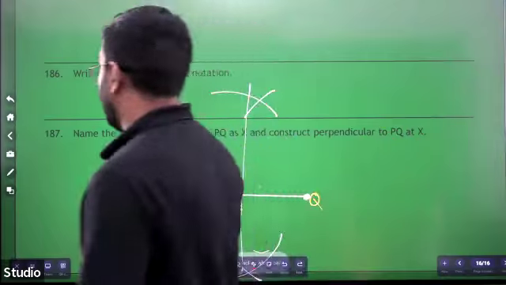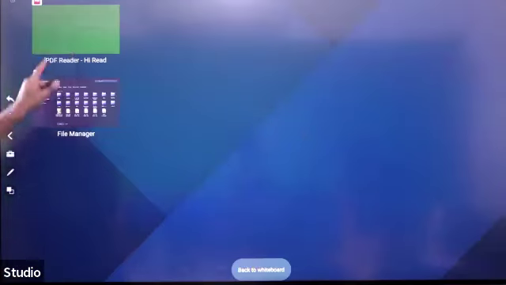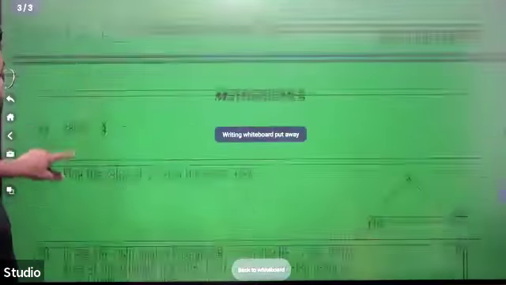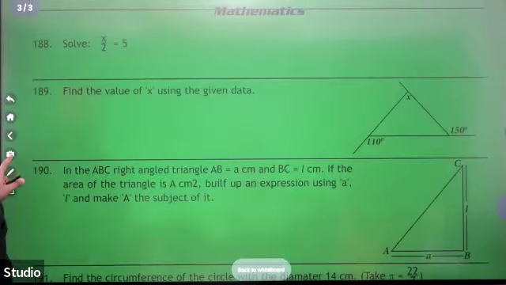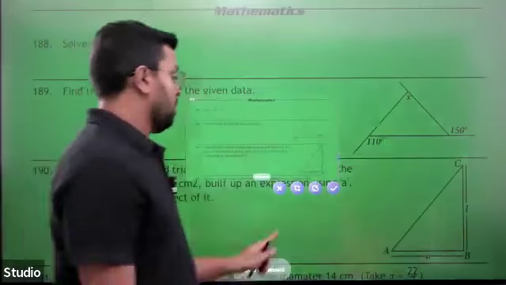Okay, 187. Do the construction. Right. 88, 89, 90.